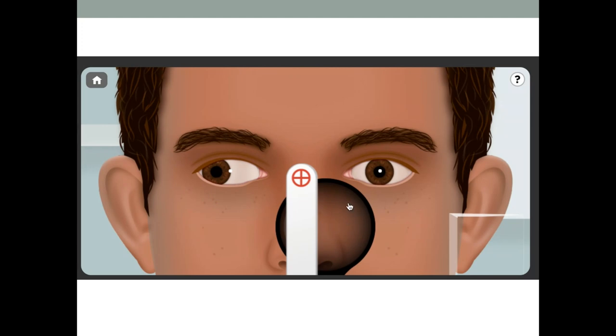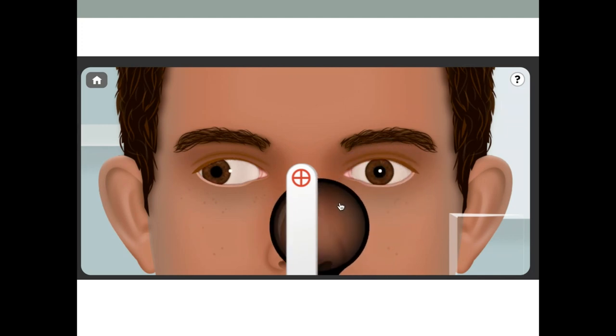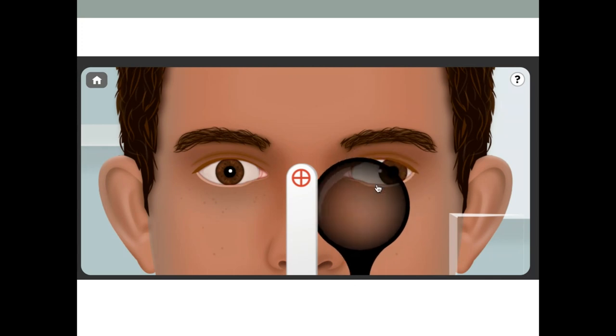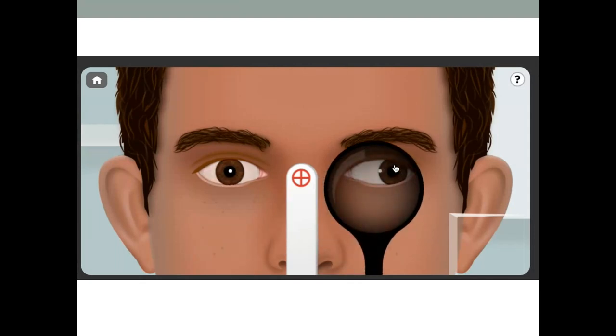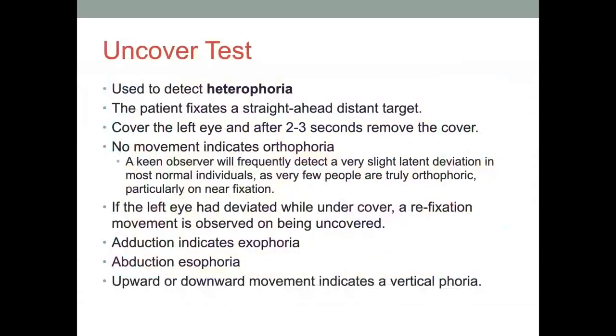So let's look what happens when we cover the left eye. What happened? Let's do it again. Let's cover that eye and we see that the right eye moves inwards. And so we can assume that the patient has a right exotropia. Now forget that you're seeing through the occluder. Normally you cannot see the occluder, and this is a cartoon. So forget what you're seeing behind the eye. All right.